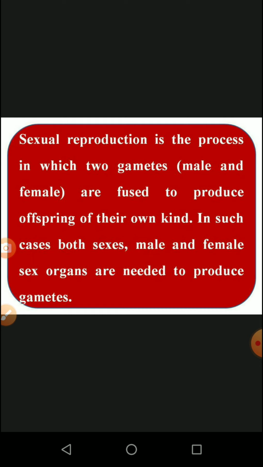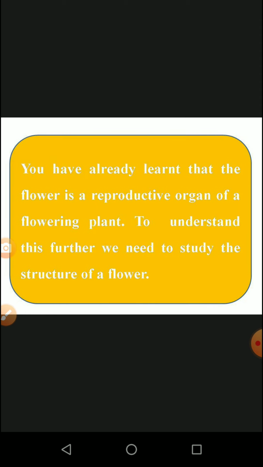In such cases, both sexes, male and female, the sex organs are needed to produce gametes. That means the flower needs anther and ovary. The androecium produces the anther or pollen grain. The ovary produces the ovules. And you have already learned that a flower is a reproductive organ for flowering plants, because from 6th, 7th, 8th, 9th standard we have seen that the flower is a reproductive organ. To understand this further, we need to study the structure of a flower.